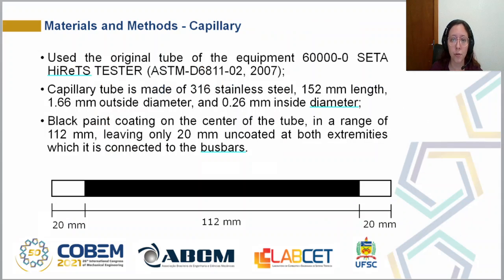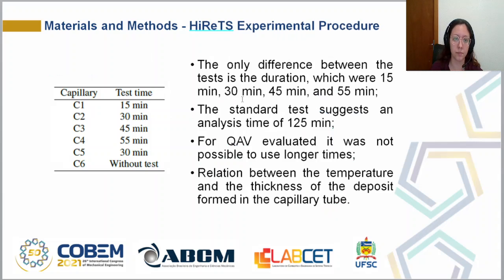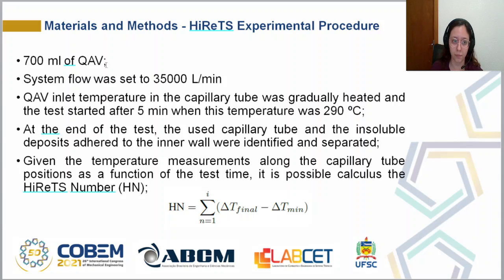The capillary used is the original of the equipment. They have a black paint coat to make emissivity equal to 1. In all the tests we use recirculation, the same quantity of kerosene and the same time for initial heating. At the end of the test, the HIRET number is calculated by the equation below.